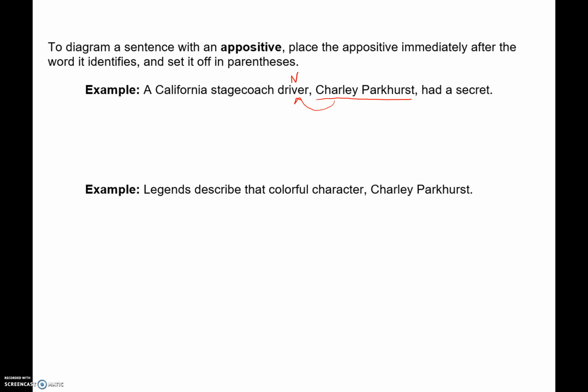So when we diagram the sentence, we're going to diagram the rest of it as we normally do. So driver is the subject of the sentence, and had is the verb. The adjectives a, California, stagecoach are all going to go underneath driver as they normally would. And Charlie Parkhurst, the appositive phrase, is going to go in parentheses right after the noun that it is describing, driver. So I'm going to write it on the line here. I'm going to abbreviate since I ran out of room just a little bit there.